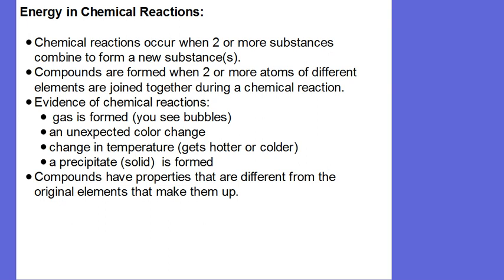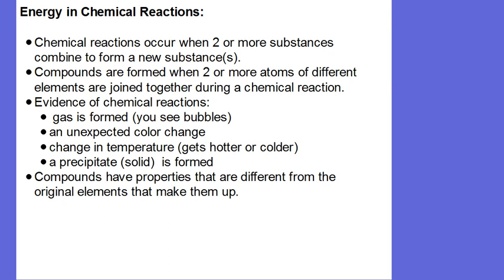There are 4 main pieces of evidence of a chemical reaction that we look for. Is a gas formed? Do you see bubbles? That tells you that a chemical reaction is happening. Is there an unexpected color change? Does something change from pink to blue or pink to green? If you add food coloring to water, that's not an unexpected color change. That is expected. If it's unexpected, that's when you know a chemical reaction is happening.